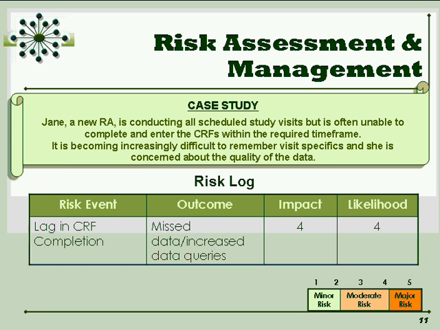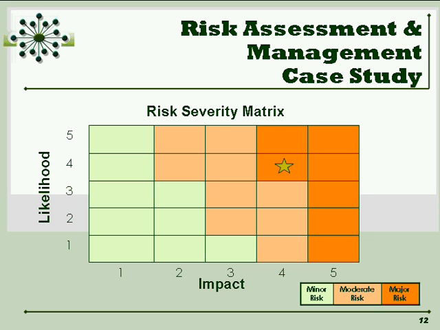So I rated the impact on the study as a 4, and the likelihood of this happening, which we all know is a common problem at our site, also a 4 out of 4. And that would be then a major risk. And again, I would need to develop a contingency plan. If we go to the matrix and we can plot this out, you see that likelihood is 4, impact is 4, and therefore we've determined a major risk.